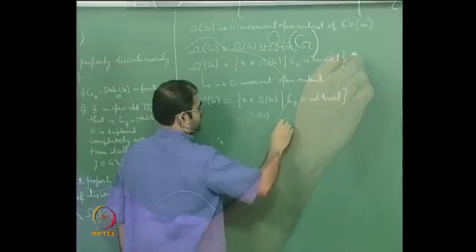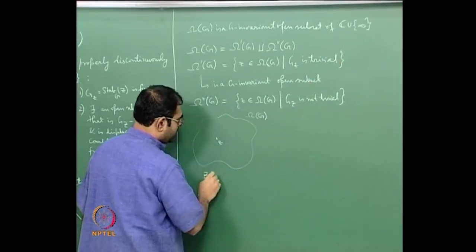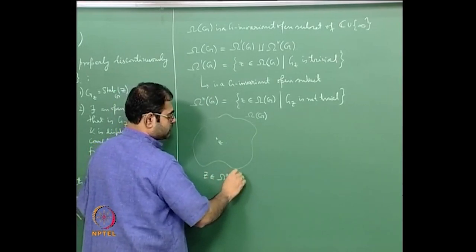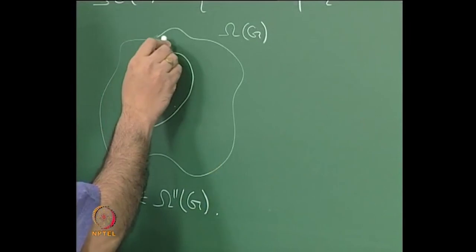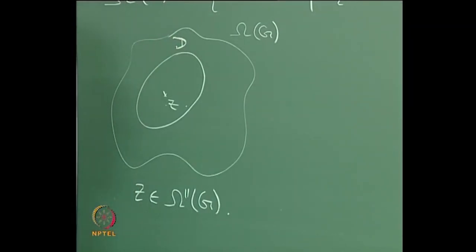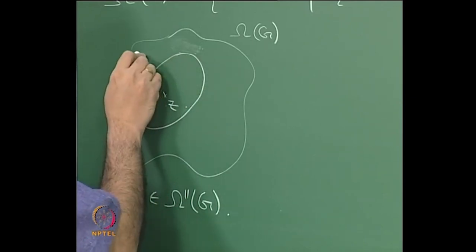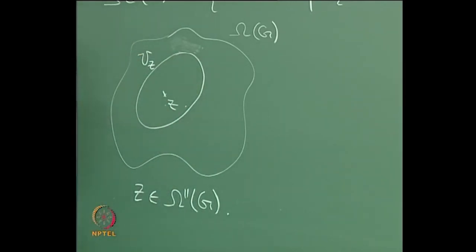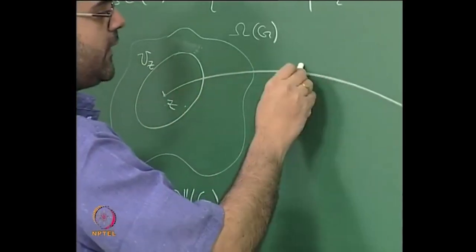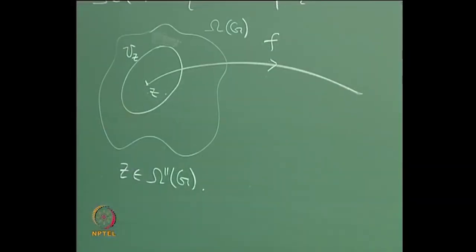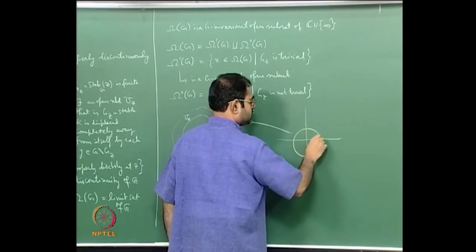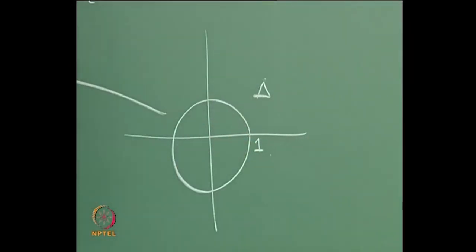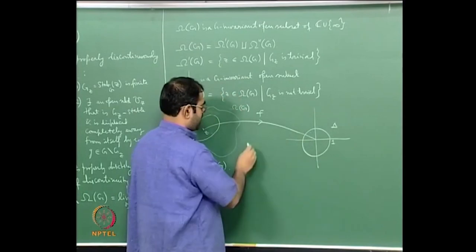if you take a point z in omega double prime of G, what we saw was that we can find a neighborhood of this point, let me call it U_z, an open neighborhood of this point, and a holomorphic isomorphism of that neighborhood with the unit disk, with the point being mapped to 0, f of z is 0.